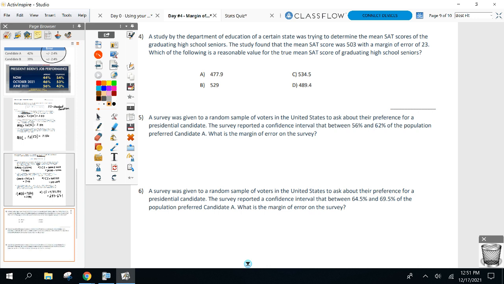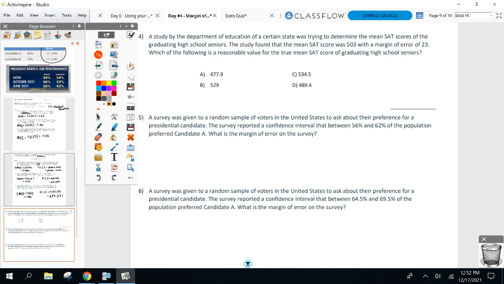All right, little change up for you now. Now a little multiple choice. What score would be a reasonable value for the true mean here? The actual true mean, we're never going to find it unless we survey everybody, and that's not going to happen in a huge population. So which one could possibly be a true mean here?